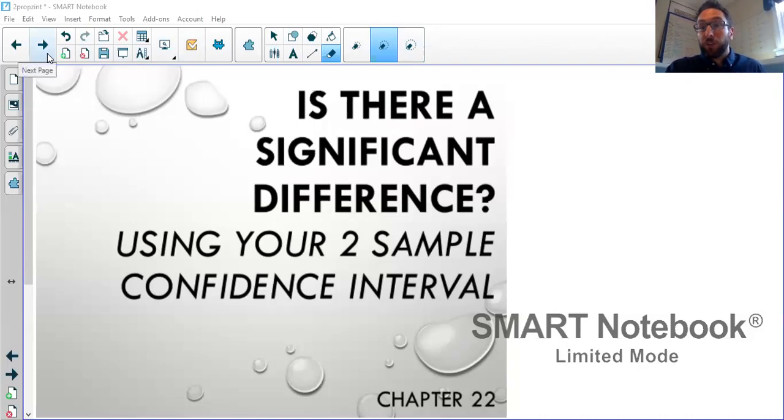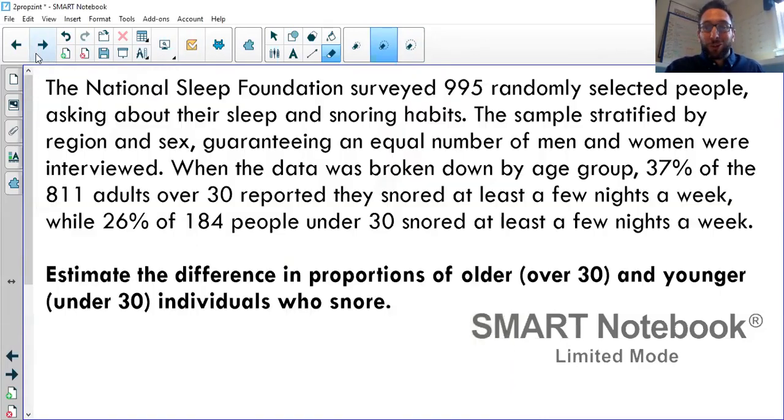So if you didn't watch the 2 proportion z interval video, if you're one of my students, you should definitely do that first. But otherwise, here's our context. So yesterday, in the other video, we estimated the difference in proportions of older and younger individuals who snore based on this context. So if this is new to you, pause this, and familiarize yourself with this context.